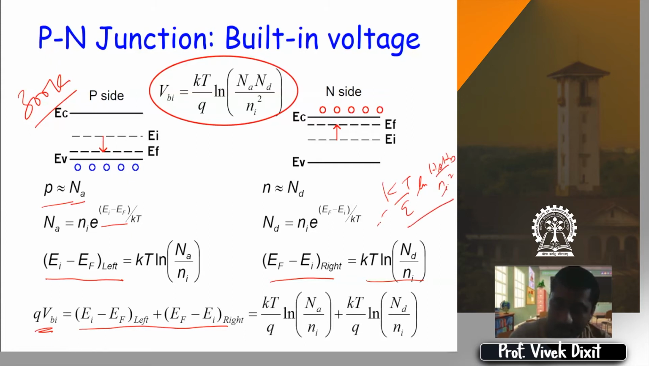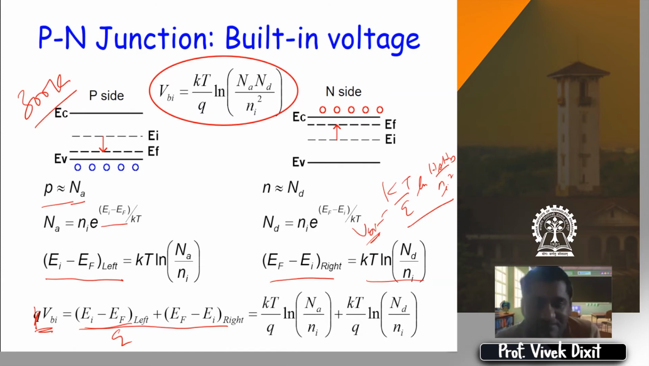So that means the built-in potential, you write it like this. This is VBI, not QVBI, so you divide by Q here. So it's kT by Q log Na Nd by Ni squared. That means for high doping, your built-in potential will be more. So it is not always 0.6 or 0.7 as we assume. It changes, but the change is very small because it is logarithmic.